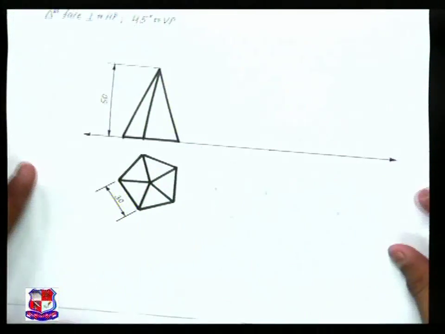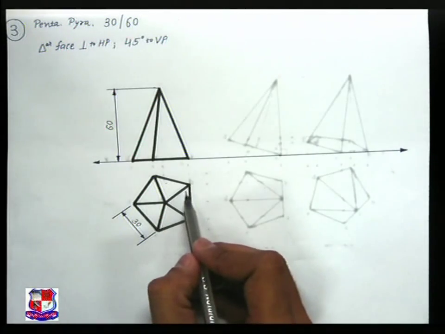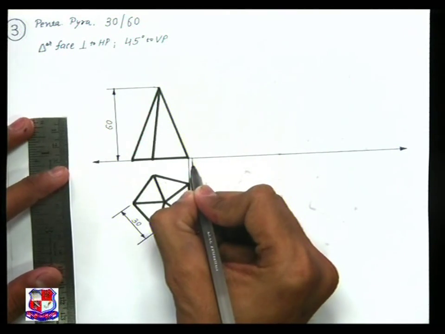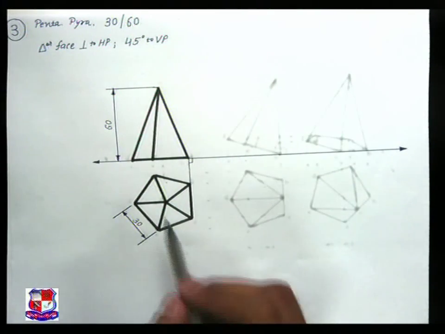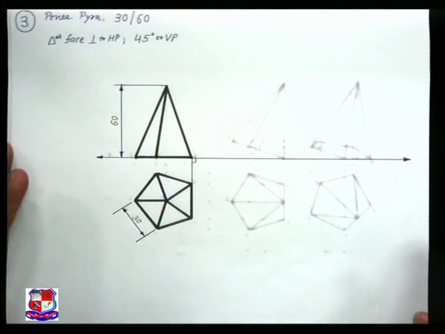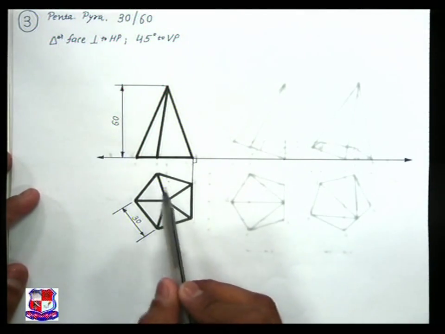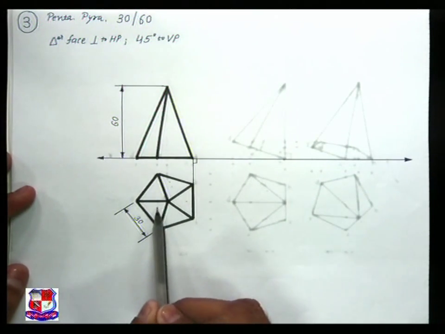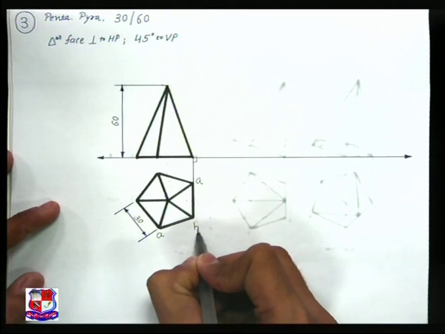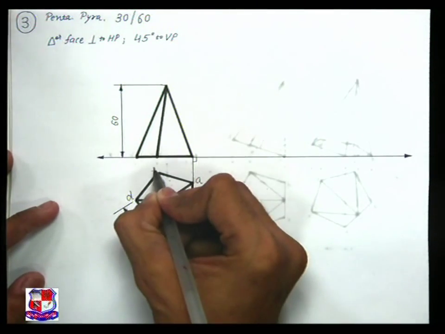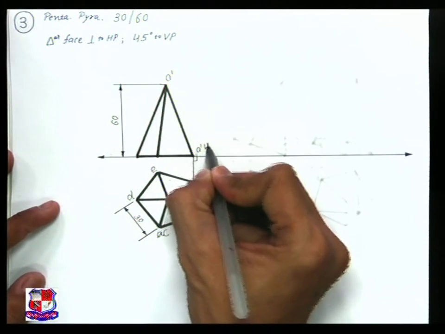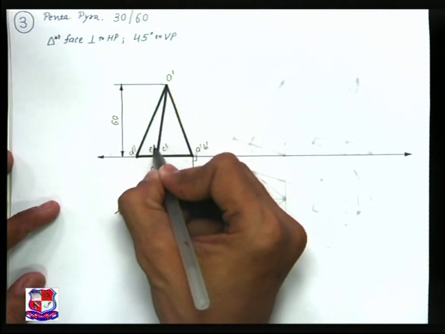Up to this step we know how to draw a pentagon such that one side is perpendicular to the XY line. This angle should be 90 degrees. After drawing this pentagon and this front view, it is given that one of its triangular faces is perpendicular to HP. You can see here it has 5 triangular faces, 1, 2, 3, 4 and 5. You can name the endpoints. Say here is A, B, C, D, E, and here the apex point O dash, here A dash, B dash, C dash, D dash and E dash.